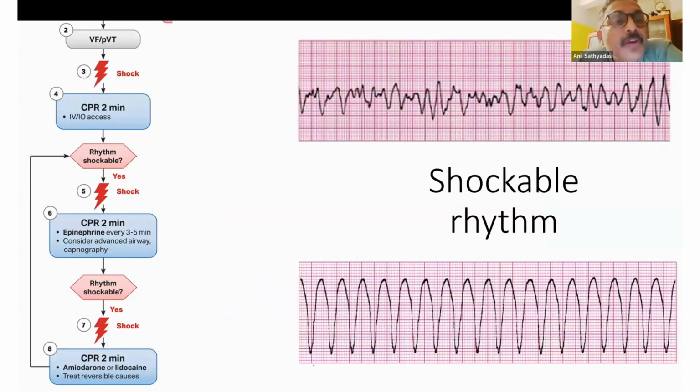Okay. And we'll call that shock number 1. And what do you do immediately after giving the shock? See, when you give the shock, many things can happen. One, it can revert to normal sinus. Second, it can stay like that, it can stay as VF. Third, it can go to VT or some other rhythm.